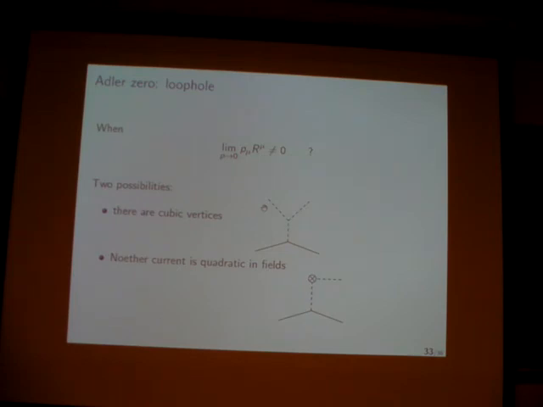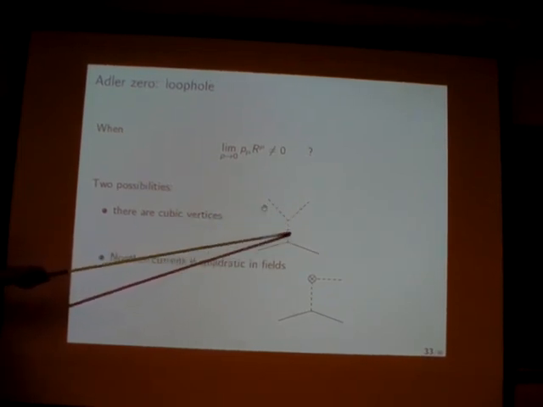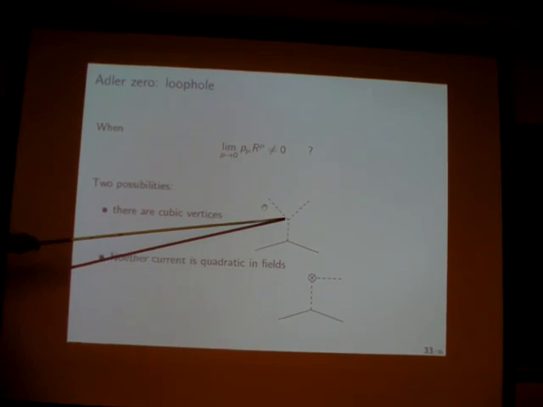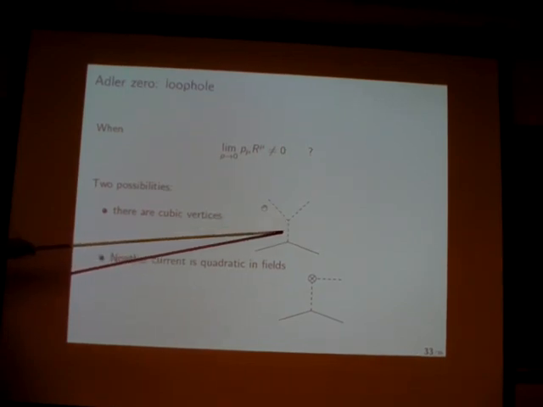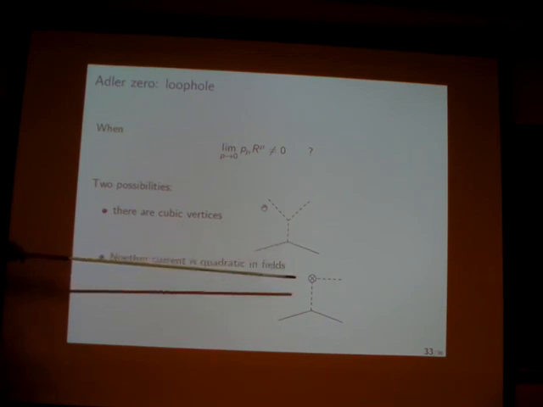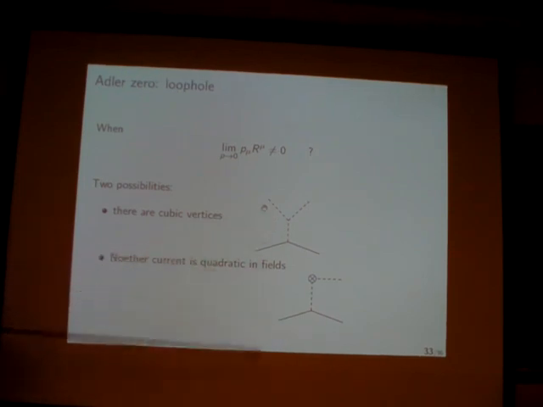So there are two possibilities when the remnant is not regular. The simplest way to say it is if in the theory you have allowed cubic vertices. So here is 1 over the two momenta squared, and of course it's 1 over p1 dot p2. So it's not regular if you take p1 to 0, because p1 will be in the denominator. So it's clear that for a theory with cubic vertices, the remnant might not be regular.